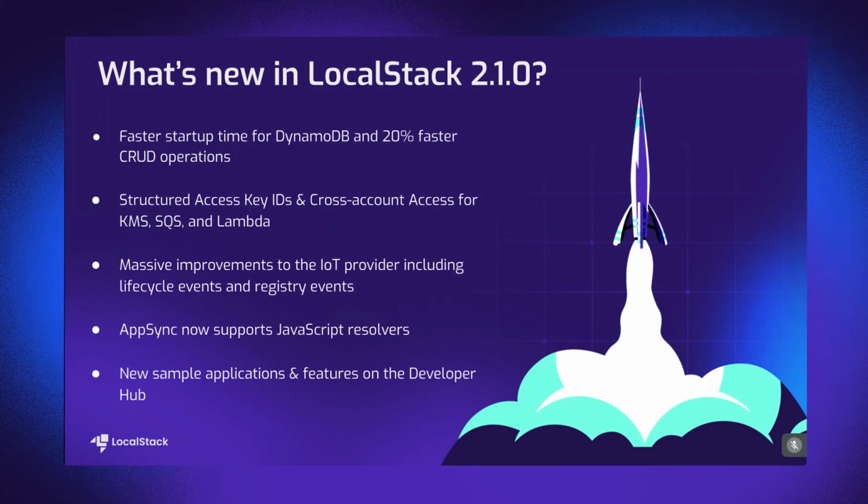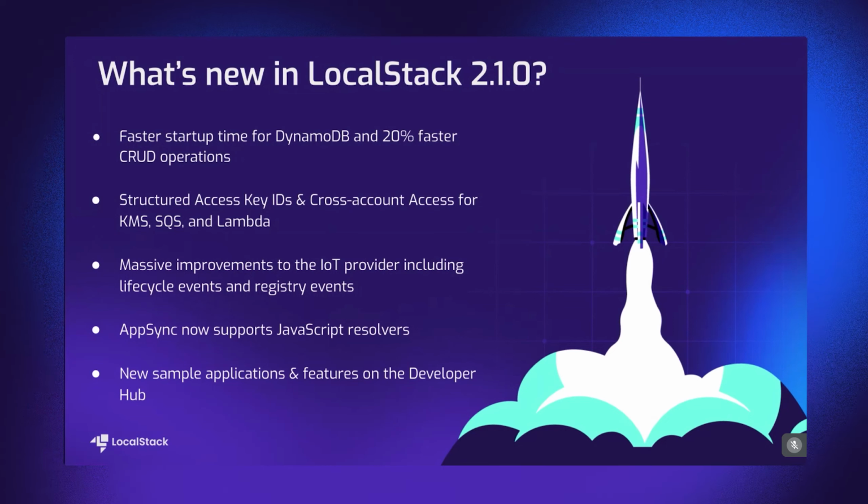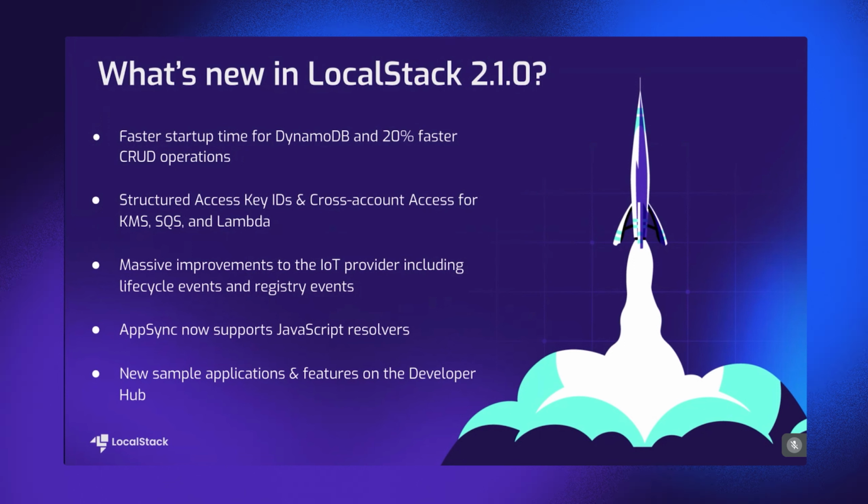For our licensed users, we have introduced massive enhancements to the IoT provider and AppSync. If you're using the IoT service on LocalStack, you will see that we are now supporting registry events and lifecycle events. We also have a new IoT MQTT broker, which now supports MQTT v5, and just like AWS, it limits the quality of service to 1.